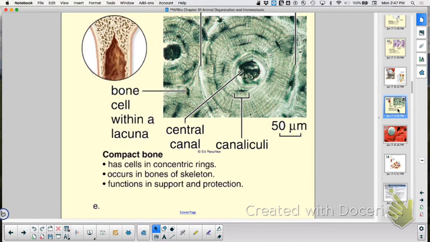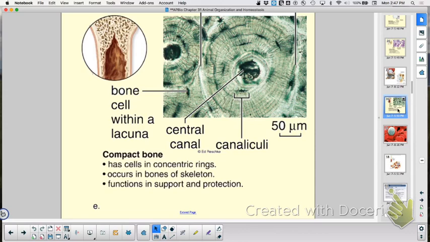And think about it. If you are a bone cell, I'm a bone cell, and I'm surrounded by hard mineral and salts, how am I going to get nutrients? How am I going to get oxygen? How am I going to get rid of carbon dioxide and waste if I'm surrounded by salts? Hard, compact salts. Any ideas?